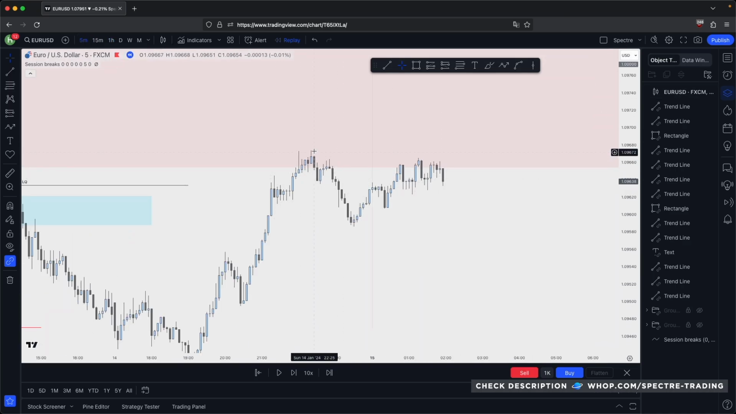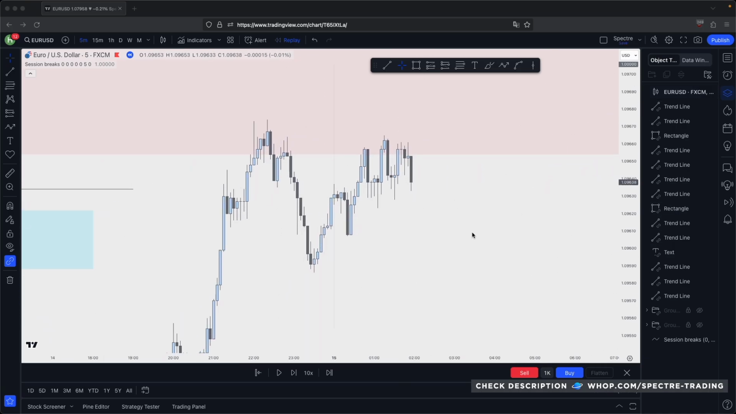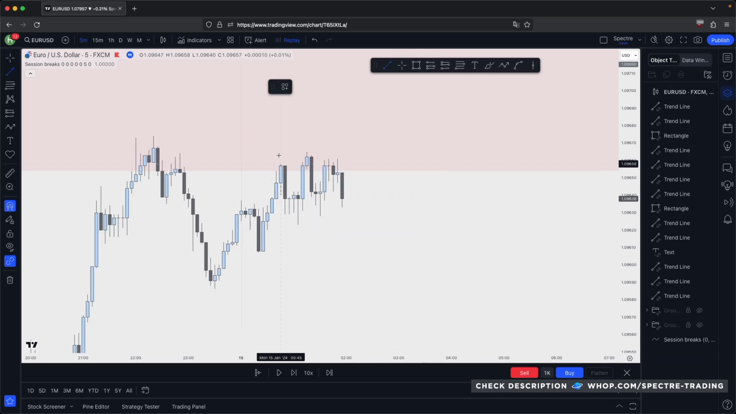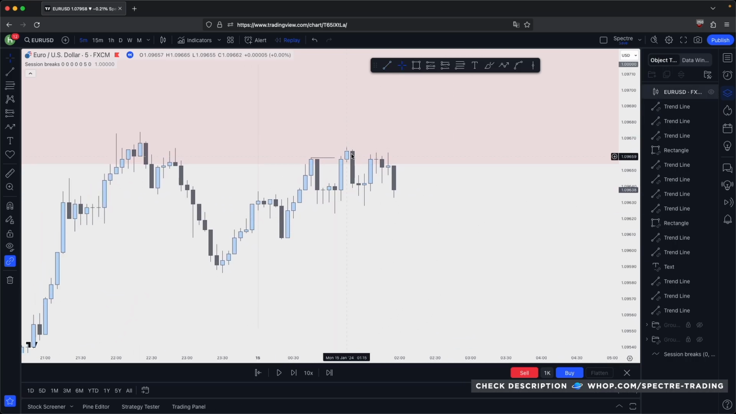Even though we had a sweep here and we had displacement lower, this is Asian session, so I'm not interested. Instead, I will wait until London. Here, remember your 3 steps entry: liquidity sweep, market structure shift, PD array. In London, we had that liquidity sweep. Price has accumulated more orders now to distribute it lower.